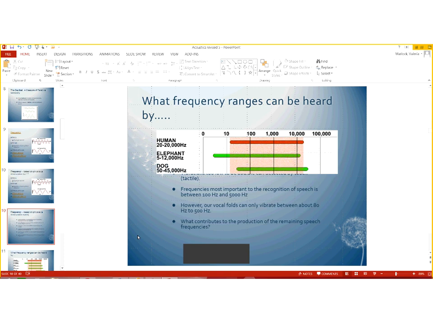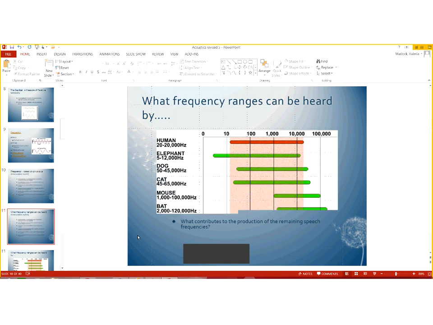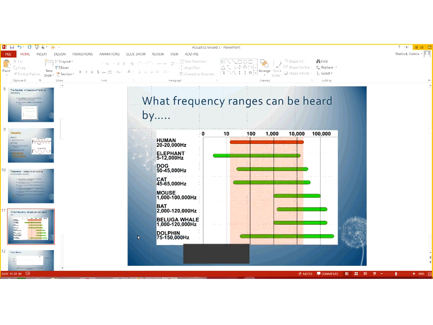This is just FYI. You don't have to memorize this. So if humans can detect sounds between 20 hertz and 20,000 hertz, but a dolphin can detect sound as high as over 100, let's say 150,000 hertz, that is why some animals are able to perceive sounds that we aren't able to perceive.